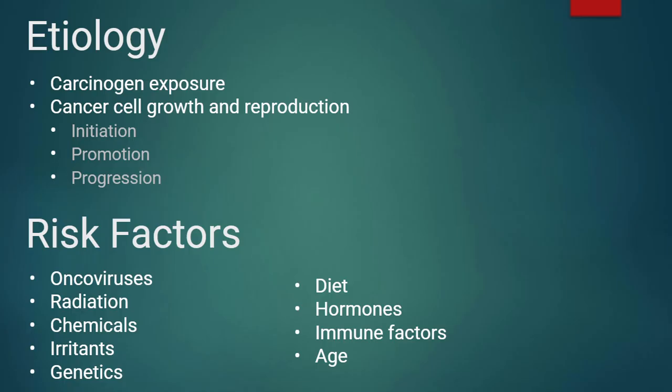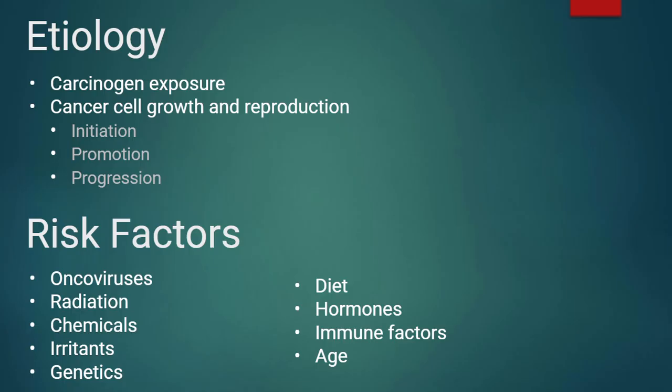Now let's look at risk factors. There are many things that increase a person's chance of developing cancer. Oncoviruses. Certain viruses, like HPV and hepatitis B and C, can trigger cancer. Radiation from the sun, X-rays, or radiation exposure. Chemicals, such as those in tobacco smoke or workplace toxins. Irritants, chronic irritation or inflammation can lead to changes in cells.